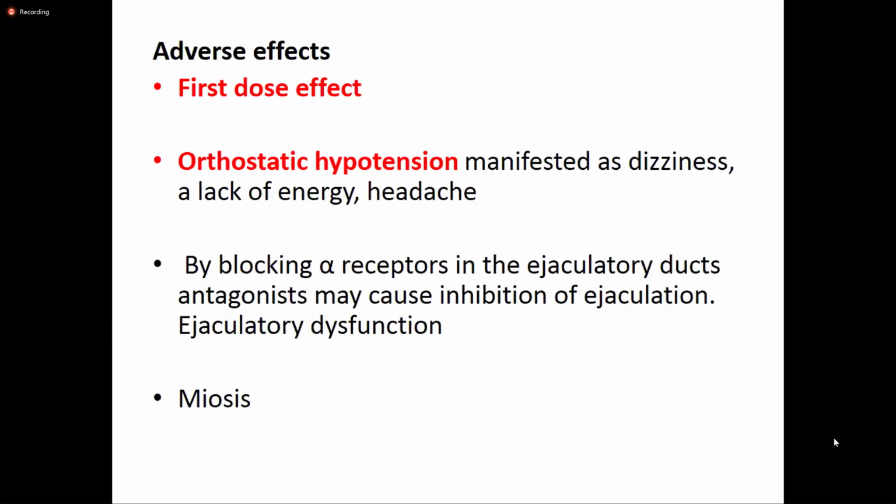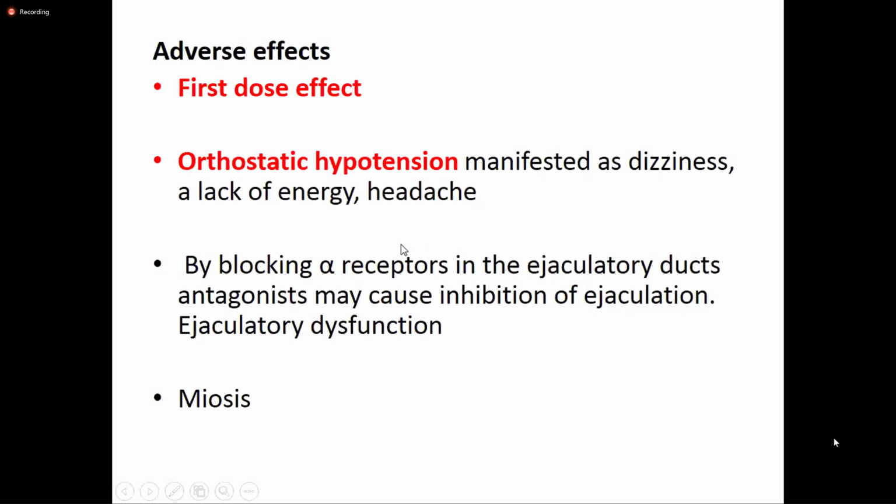So this is the first dose effect, and it usually disappears on subsequent use of prazosin or alpha-1 blockers. This first dose effect is also known as orthostatic hypotension or postural hypotension. That means the decrease in blood pressure that changes with the posture. It is manifested as dizziness, lack of energy and headache, and it is due to the same condition, the CNS becoming deprived of the necessary amount of blood and oxygen.